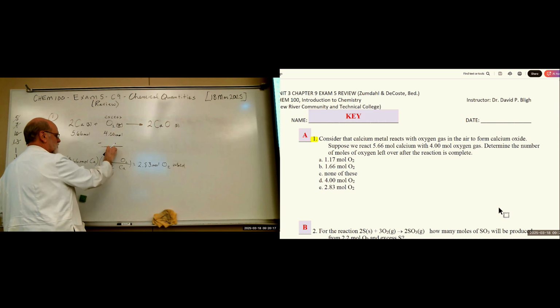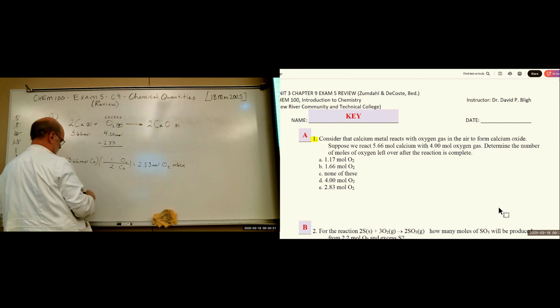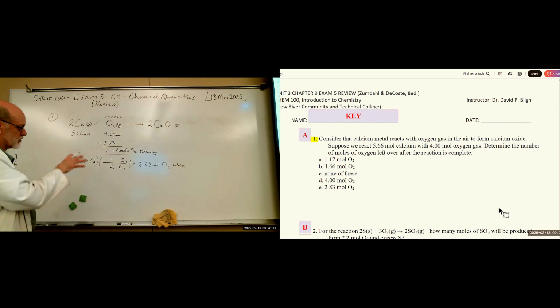So now we know what goes right here, 2.83. So subtract that from 4, and we get 1.17 moles of oxygen remaining. Okay. And that would be A, would be the answer to that one. So there were several steps in this procedure. That's number one.